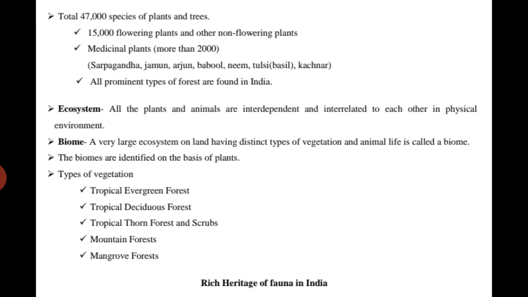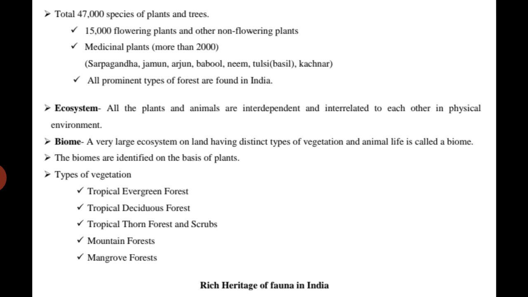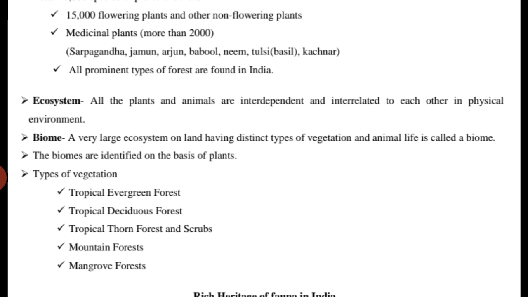Now besides that, according to the variation of the climatic conditions and physical conditions, all types of forests are found in India, and those are tropical evergreen forest, tropical deciduous forest, tropical thorn forest, montane forest and mangrove forest.